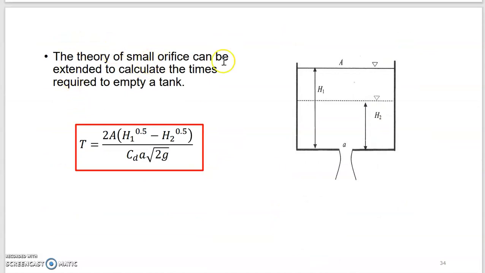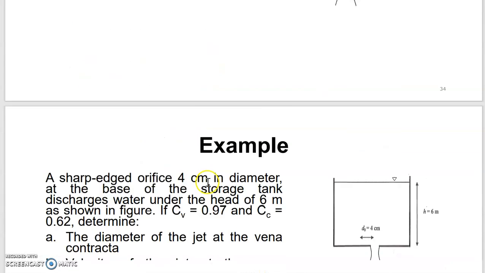The theory of a small orifice can be extended to calculate the time required to empty a tank. So we can use the time equal to 2A times H1 to the power of 0.5 minus H2 to the power of 0.5, over the coefficient of discharge times the area times the square root of 2G.